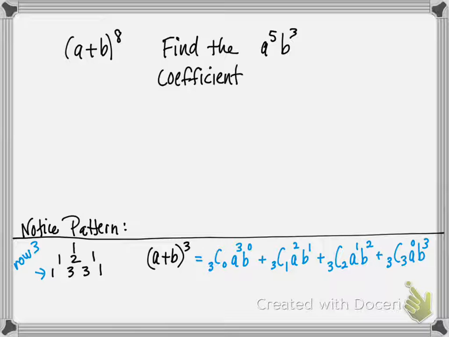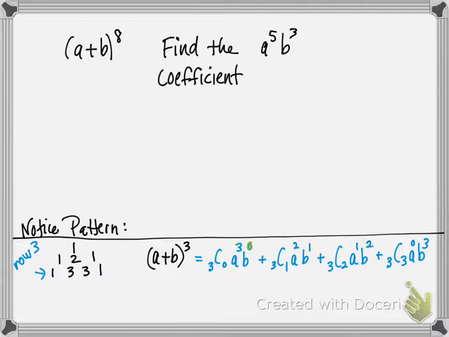So I wrote out our expansion here. Remember, the a starts with the exponent and then you decrease. So then it goes to the 2nd power, to the 1st, and then to the 0 power. And then the b's start with 0 and then you increase by 1. So it goes 0, 1, 2, 3.